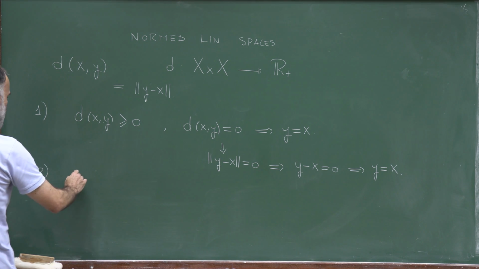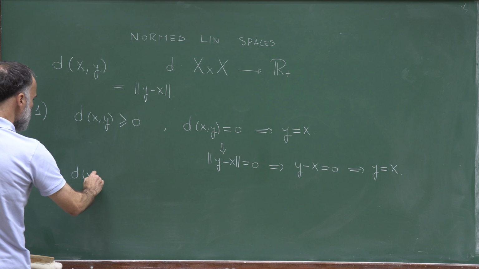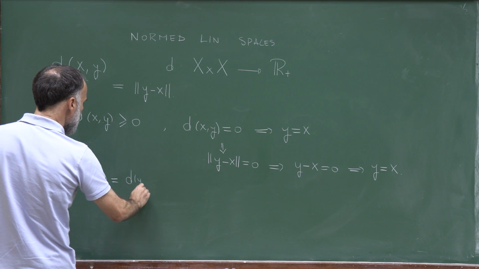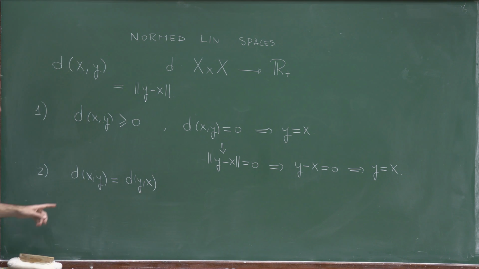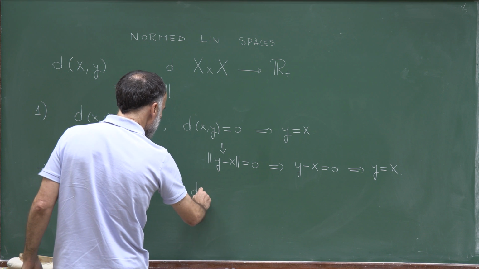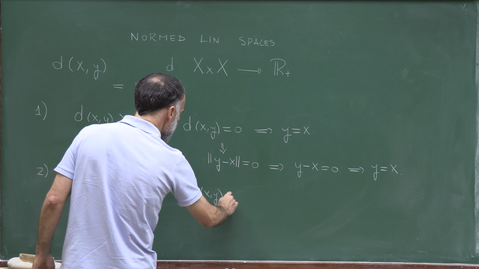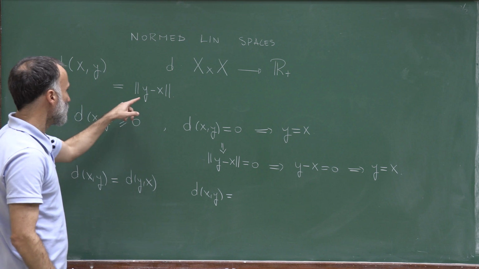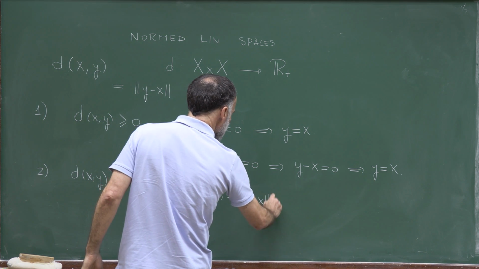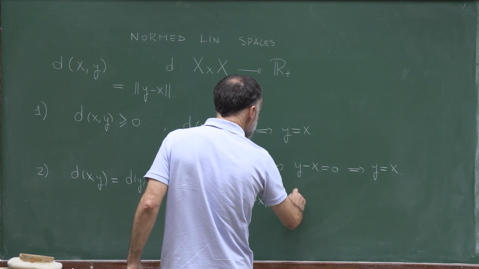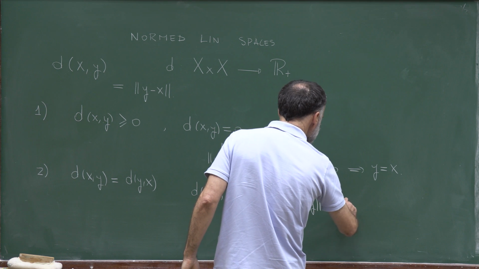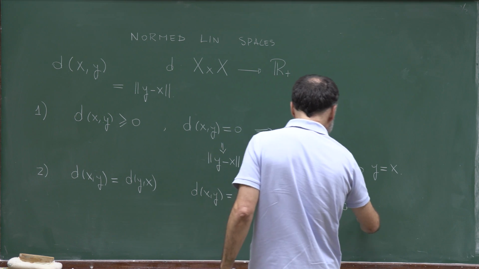The second property, which is symmetry, is that the distance between x and y is equal to the distance between y and x. This is also satisfied because the distance between x and y by definition is the norm of y minus x, and we have seen that this is equal to the norm of x minus y, which is the distance between y and x.